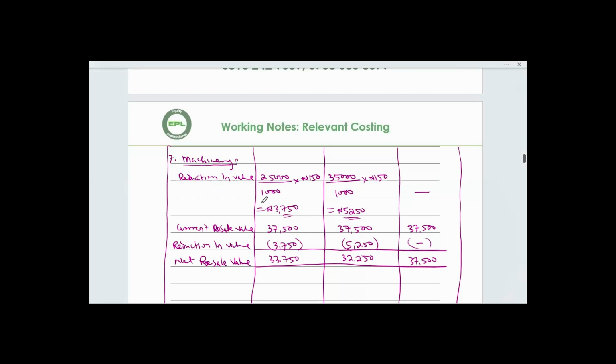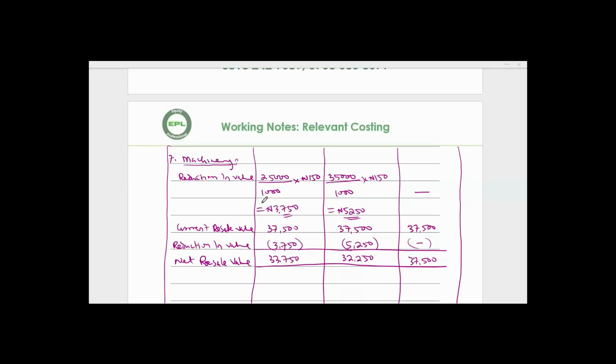So let's move on to the next one. Additional information number 5. We are told that included in the fixed production overhead is the salary of the factory manager, which amounts to 30,000 naira. If the department were to shut down, the manager would be made redundant with a redundancy pay of 37,500. All other costs included in the fixed production overhead are general factory overheads and will not be affected by any decision concerning the factory.